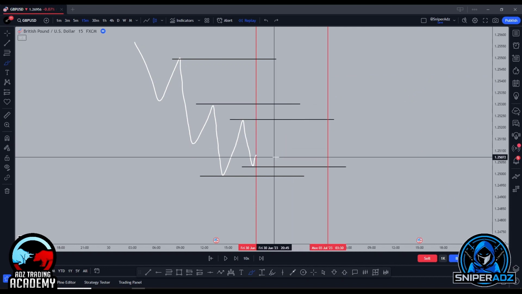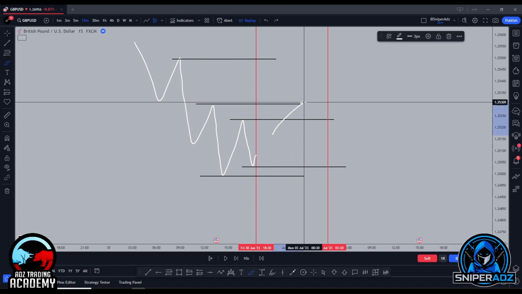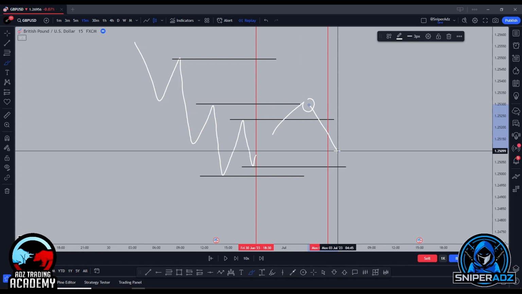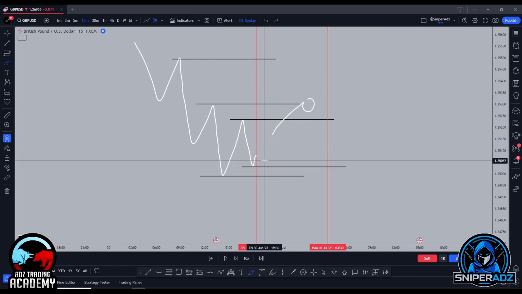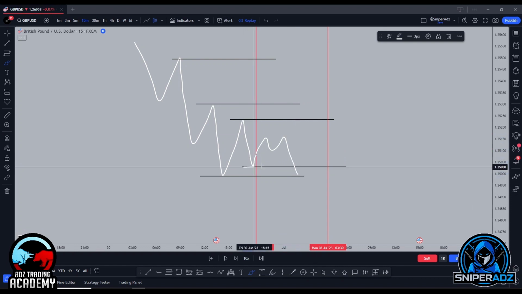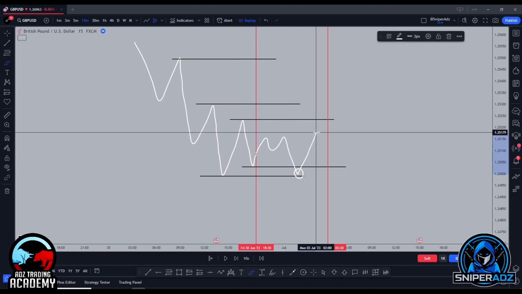So let's re-clarify that very simply. If it takes out the high, right, we're going to be looking for a 1 minute reversal in this area to trade the retracement or the reversal back down, okay? If it happens the other way around, if the market comes up to here and then comes to the downside and takes out this low prior to the 8 o'clock, we're going to be looking for 1 minute confirmations here to take to the upside.